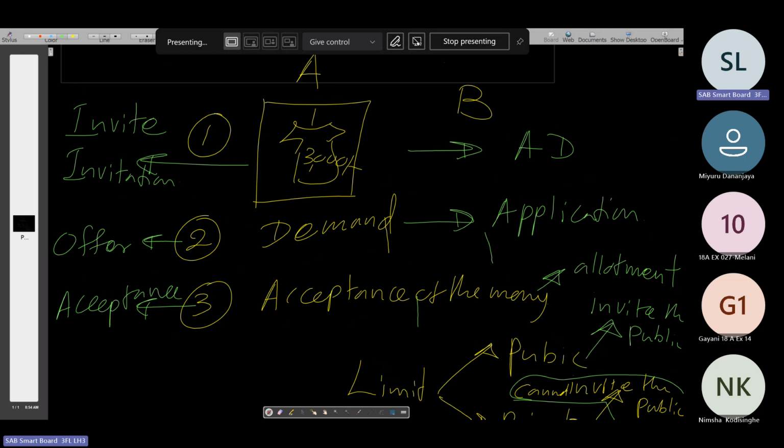So that is the acceptance. Then three steps you can identify: invitation, offer, acceptance. So invitation: the company invites the public to purchase the shares by way of advertisement. This advertisement is known as the prospectus.